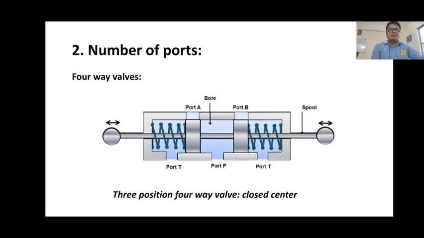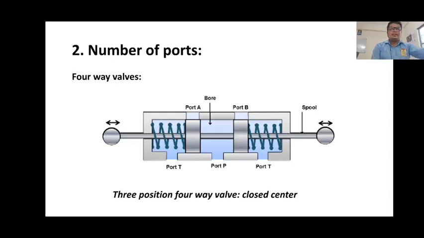The next is the closed center. Out of the three positions, the third one is the closed center that you can see from the figure. This indicates a three-position four-way valve in the closed center position. The working of the valve is similar to the open center, and in a closed center direction control valve, all user ports, that is port A and port B, are closed. Therefore, these ports are hydraulically locked and the actuator cannot be moved by the external load.